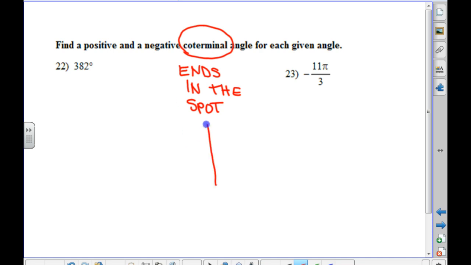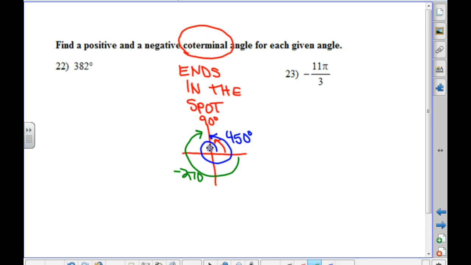It means if I decide to go to this spot, that's 90 degrees, right? But I could also decide to do 360 and then 90, and that would be a 450 degree angle, and that would end in the same spot. Do you see what I'm saying? I could also do a negative 270, and I would be coterminal, meaning I'm ending in that same spot.